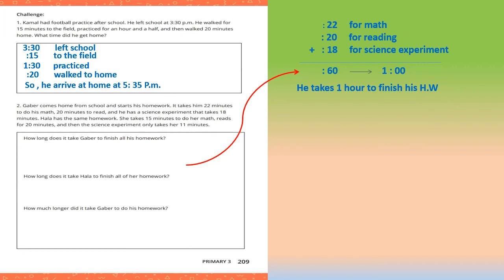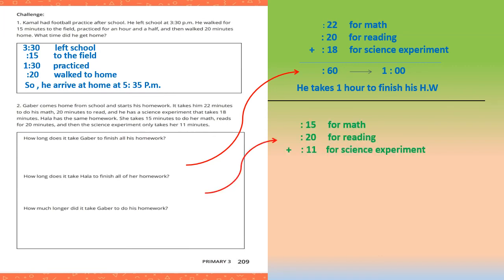Number 2. How long does it take Hala to finish all of her homework? 15 minutes for math, 20 minutes for reading, 11 minutes for the science experiment. So the total will be 46 minutes. She takes 46 minutes to finish her homework.